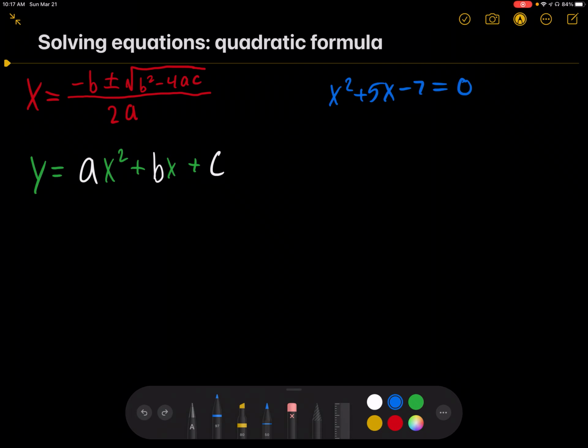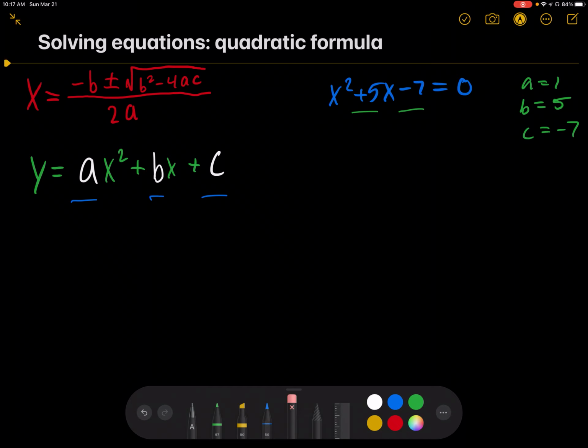All you got to do is think about what my A, B, and C values are. So in this problem, you should be able to tell our C value is going to be negative 7, our B value is going to be 5, and our A value is what's next to the x squared, which is nothing, so that just means it's 1, because 1 times x squared is just x squared. So I'm going to write this out to the side. We've got that A equals 1, B equals 5, and C equals negative 7.